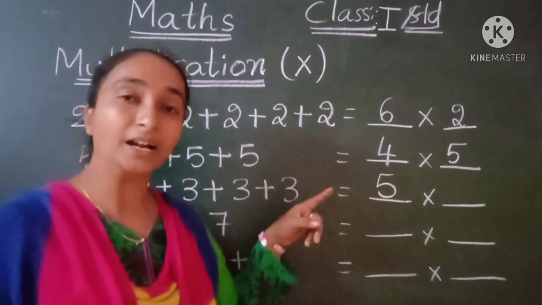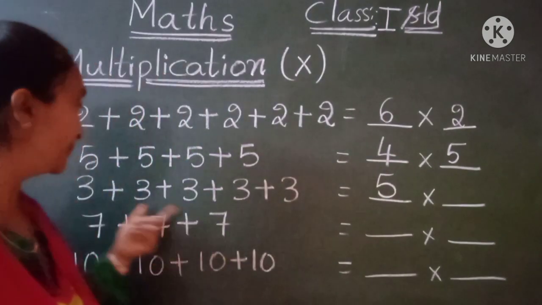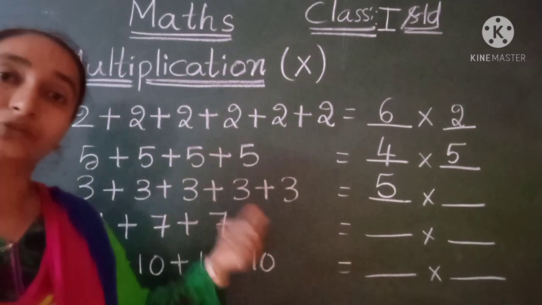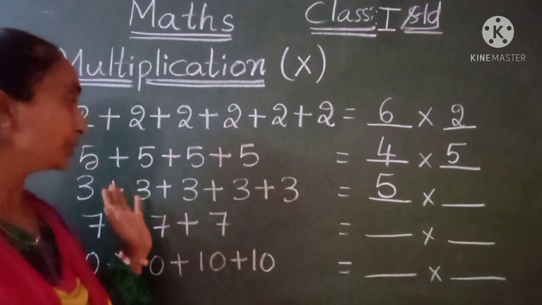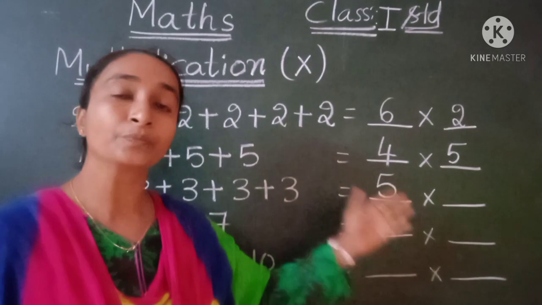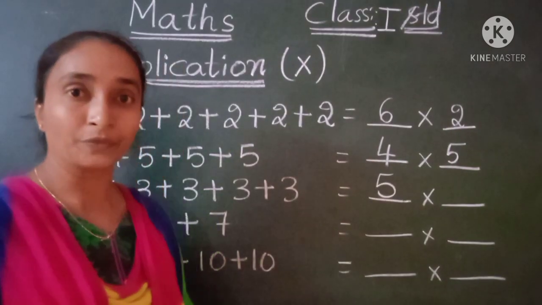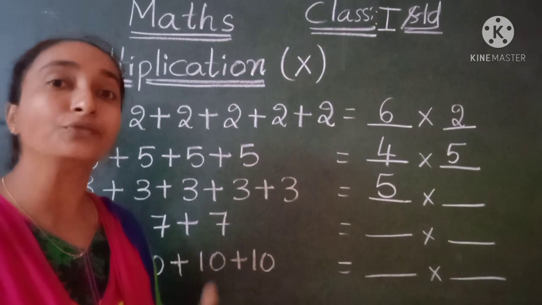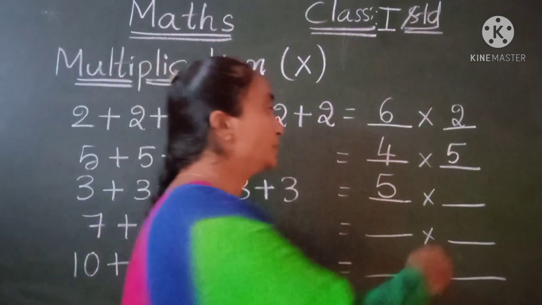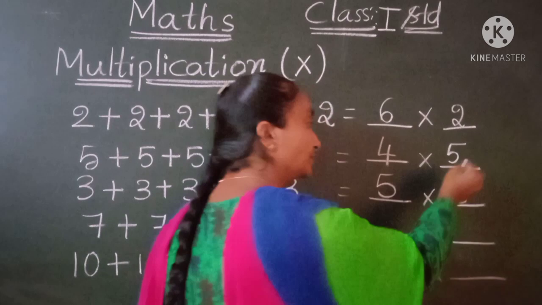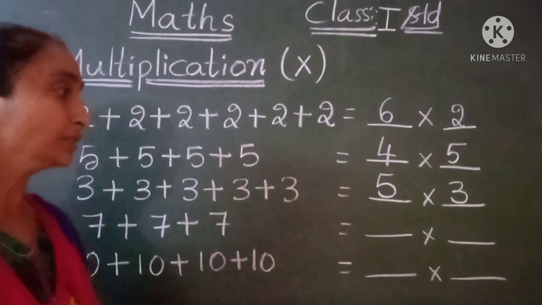5 groups are there, and in each group how many are there? Every group they have given the 3, 3, 3, 3. So what is the second number now? 5 into 3, so 5 times the 3. They have written the 3 five times. So 5 into 3. The second number here we can write, children, 3.